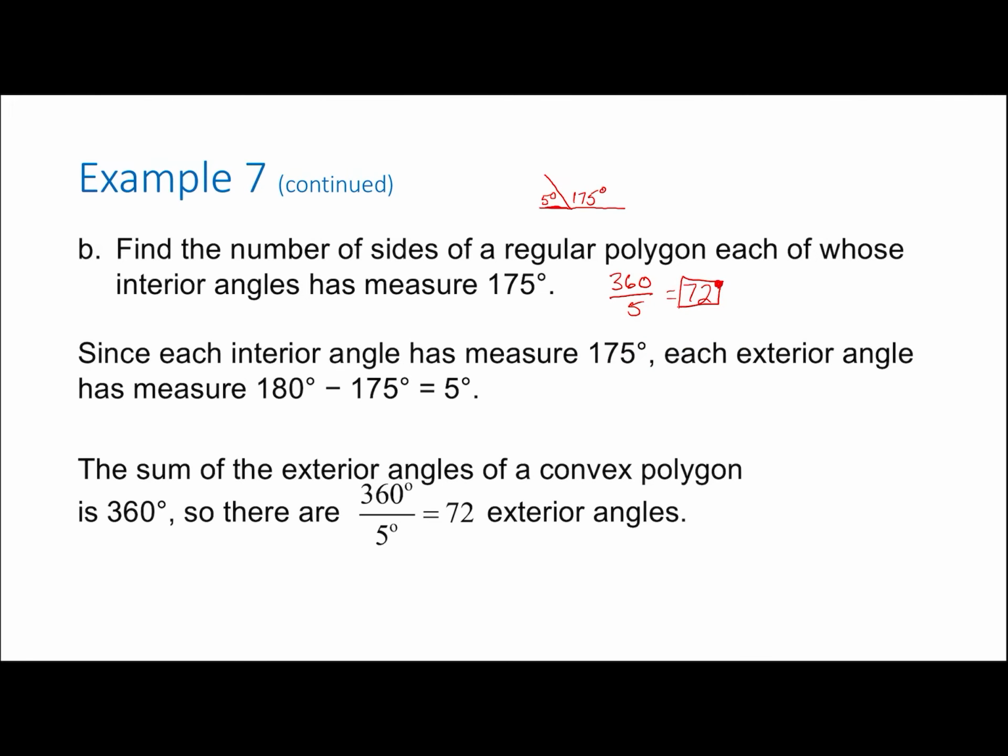So here's what we did. We said that the interior angles were 175 degrees, so each exterior angle must be 5 degrees. Then we took the sum of all the exterior angles, which was 360, and divided by 5, and it gave us 72 exterior angles. And so we concluded that there must be 72 sides.